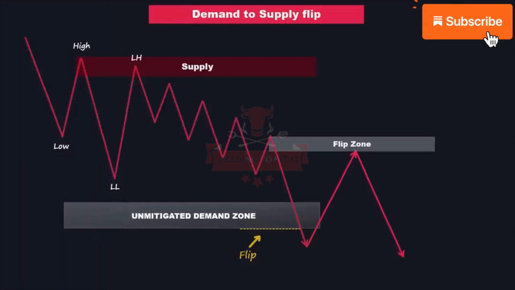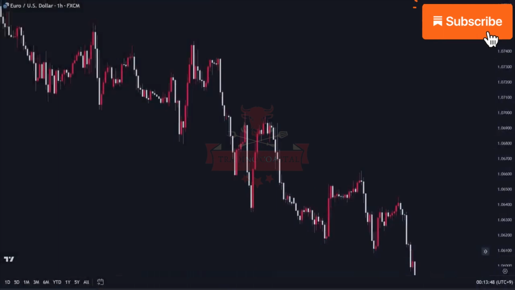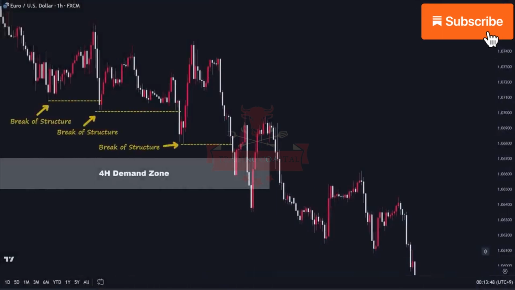Now let's see a real chart example. Here we have the euro-dollar 1-hour time frame chart. As you can see, the price has formed a series of bearish breaks of structure until it reaches the unmitigated demand zone in the 4-hour time frame. When the price reaches this higher time frame's demand zone, many traders anticipate a potential reversal and start looking for signs of a change in character to enter long positions. However, contrary to their expectations, the price taps into the 4-hour demand zone and experiences a minor pullback before swiftly moving downward with significant momentum.